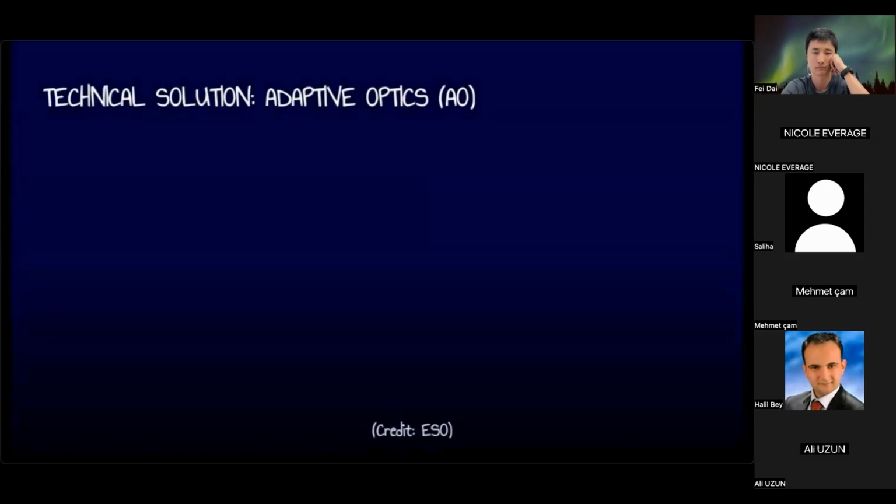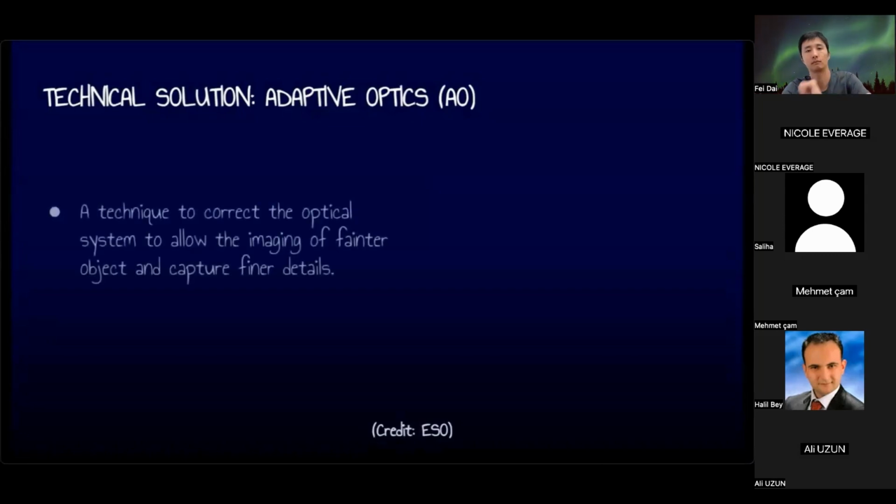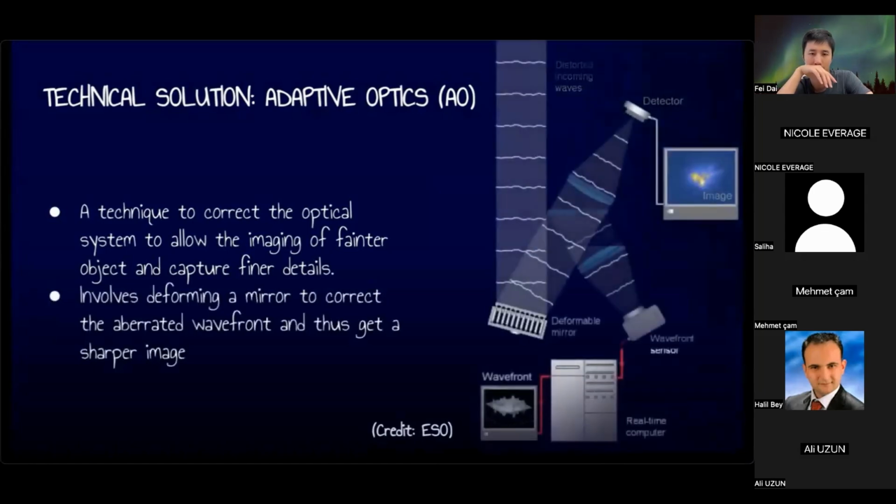To combat turbulence more technically, we have a very elegant technique called adaptive optics, or AO for short. With AO, we can get sharper images of fainter objects and study them in greater detail. On a grand scale, the AO workflow is quite simple. The objective is to correct the distortions in the incoming wavefront, or the incoming waves of light. The incoming wavefront hits and bounces off a deformable mirror, which is a mirror that can change its shape.